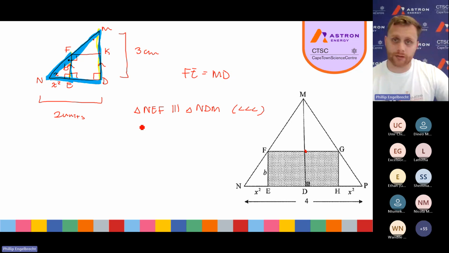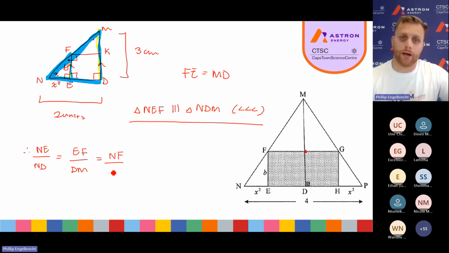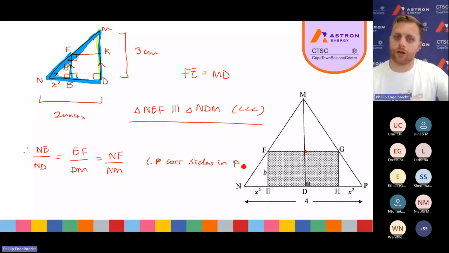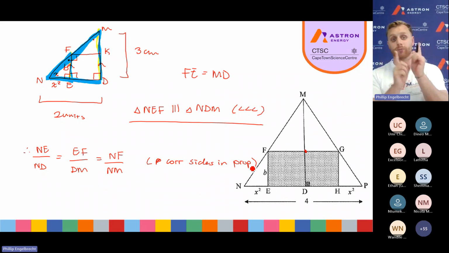So what does this mean? Therefore, NE over ND is the same as EF over DM, which is the same as NF over NM. All right, and your reasoning is corresponding sides in proportion. Okay, I promise you guys, this is still calculus. We are just trying to figure out what B is.